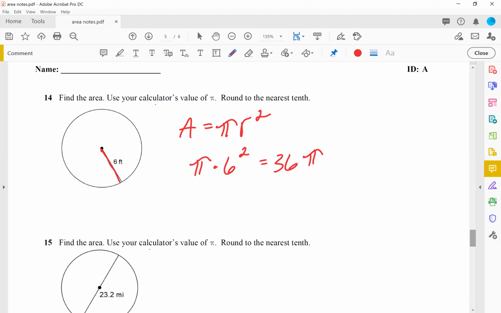And they say we want to use our calculator's value of pi and round to the nearest 10th. So I do 36 times pi, enter, and I get 113.09. So that will round to 113.1. And it's feet squared.